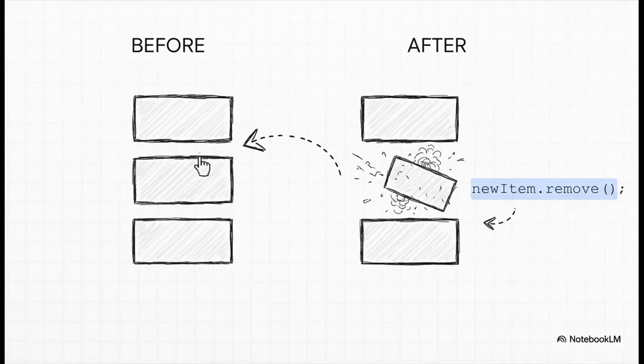And what's really powerful is that just as easily as you can add stuff, you can make it disappear. Poof! A simple .remove command gives you total control to delete any part of the page. This is what makes an app feel truly dynamic.